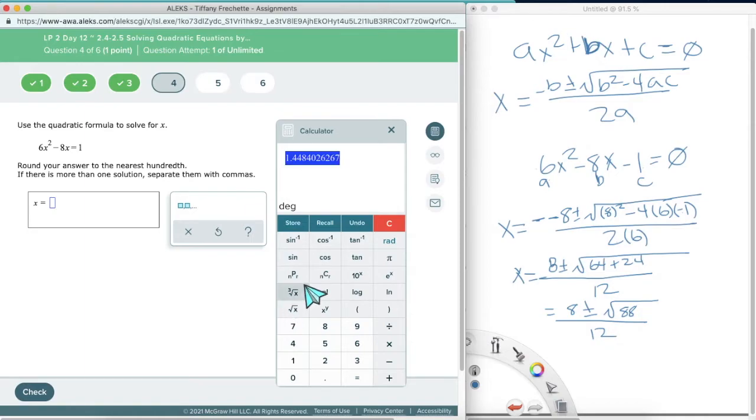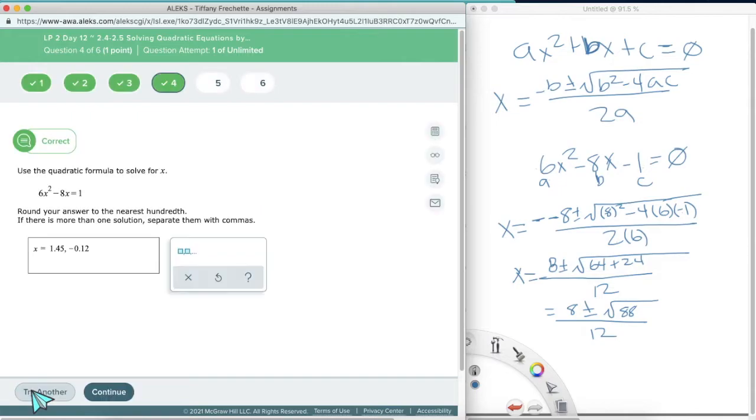And I want to go to the hundredth, so that's the 44 there, but this next number is an 8. That's 5 or bigger, so it's actually going to be 1.45. And then I'm going to do 8 minus the square root of 88, equals, and then divide by 12, just so that, again, I don't have to deal with that issue. The hundredth would be the 11, but that next number is a 5, so it's going to be negative 0.12. Check.